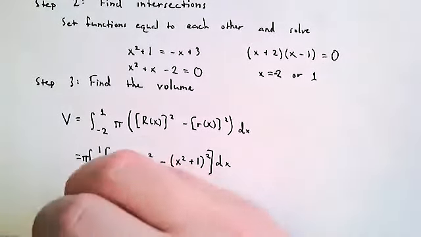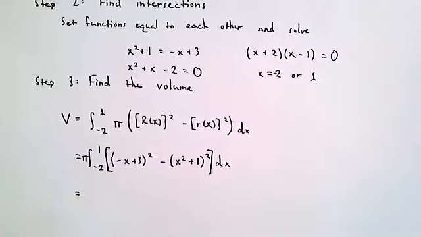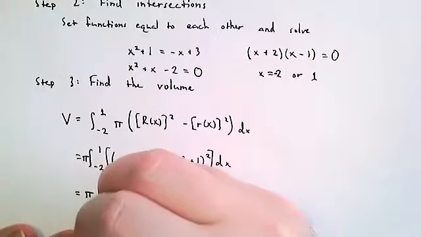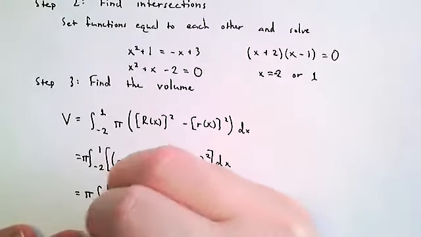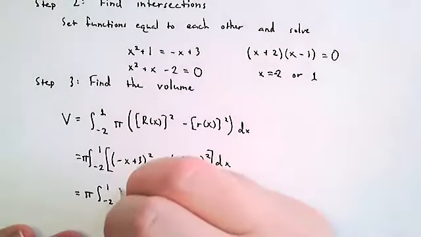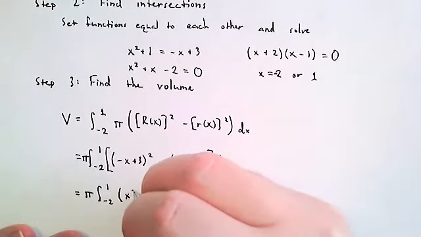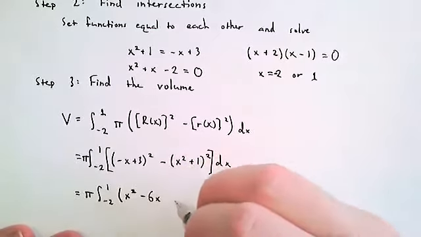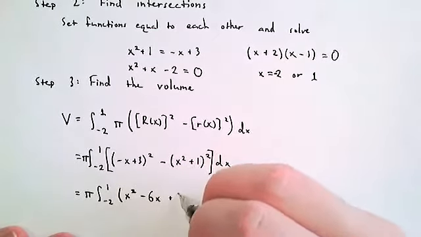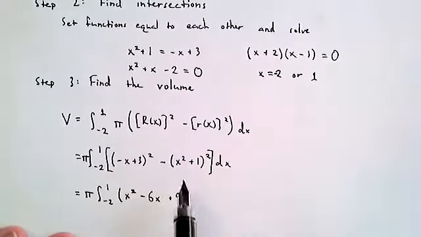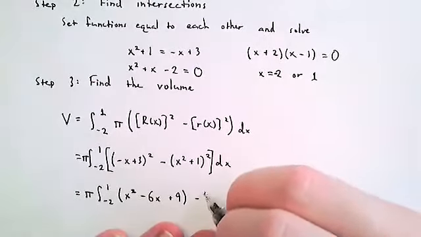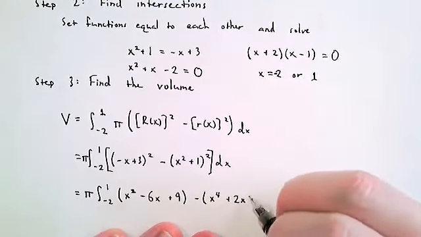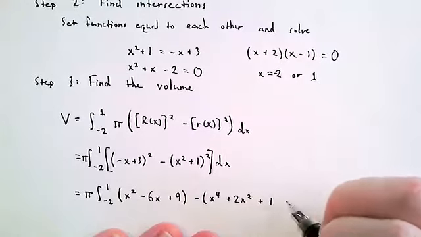And then work through. Let's see, I guess we might as well include all of the details. So square this out, you'll get x squared minus 6x plus 9. And when you square this out, you'll get x to the 4th plus 2x squared plus 1.